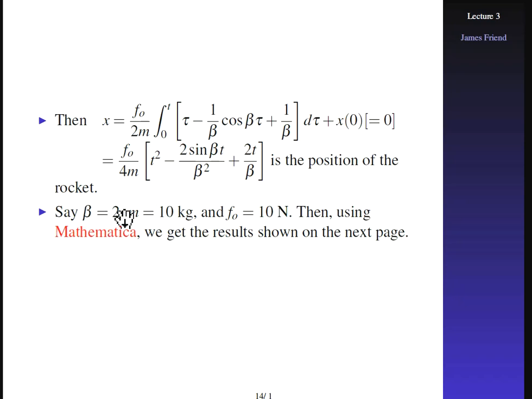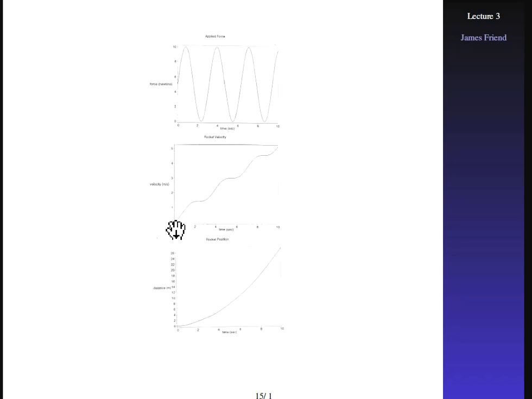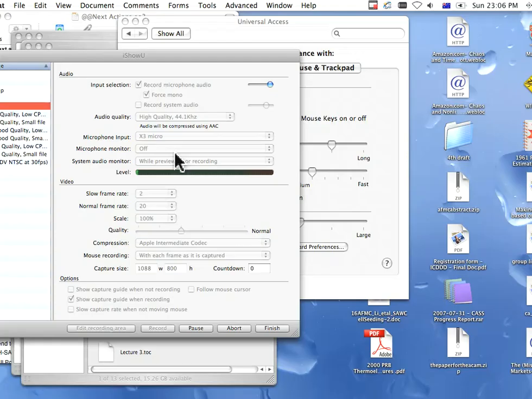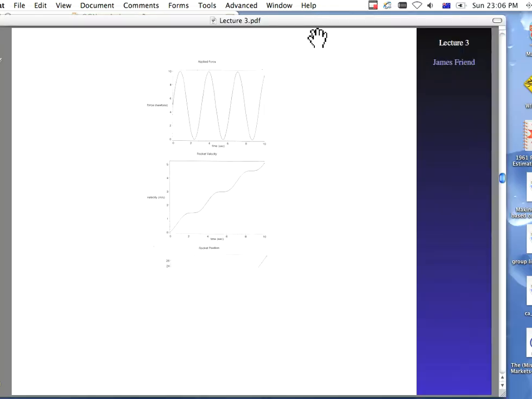So say the period of chugging is 2, and the mass of our rocket is 10 kilograms, pretty light rocket really, and the force is equal to 10 newtons. Using Mathematica, we can get the results shown on the next page here. It's a bit small. Let me see if I can increase the size.